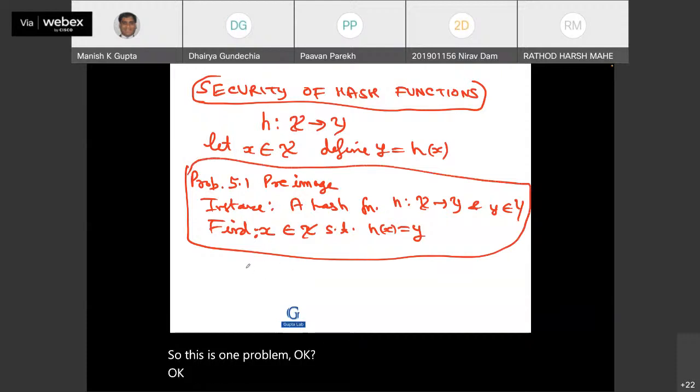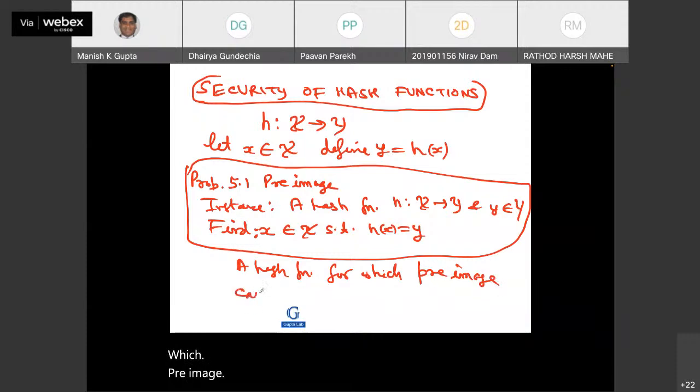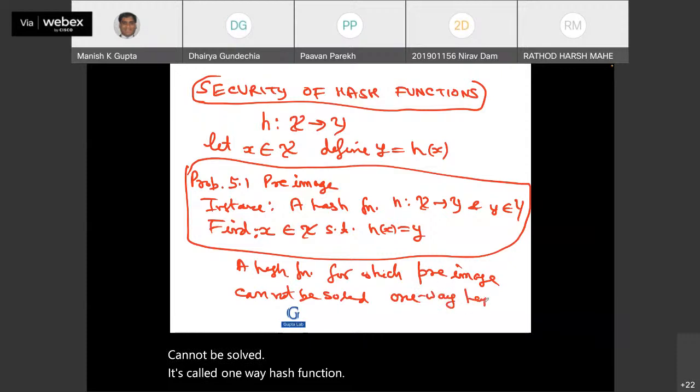So a hash function for which preimage cannot be solved is called a one-way hash function. You can go from x to y, but the reverse is difficult. It is also known as preimage resistant.